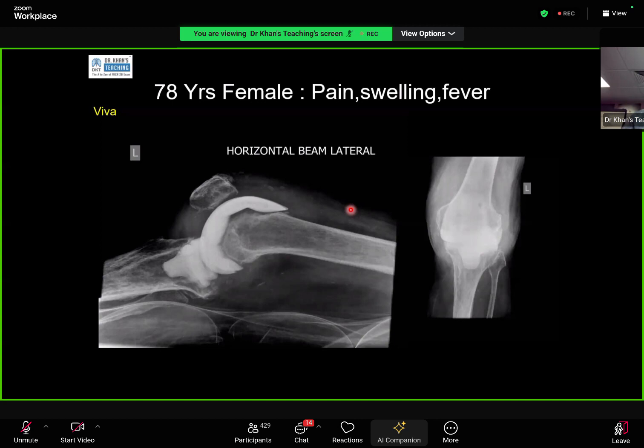A 48-year-old has got pain, swelling, fever. Over to you. Provided lateral and frontal projection of the knee joint in a 78-year-old female patient presenting with pain, swelling, and fever. I can see the post replacement prosthesis. There is an ill-defined, permeative lytic lesion involving the proximal tibia.